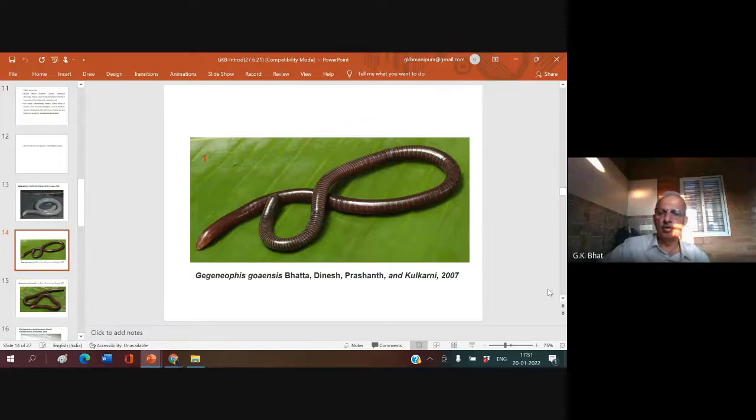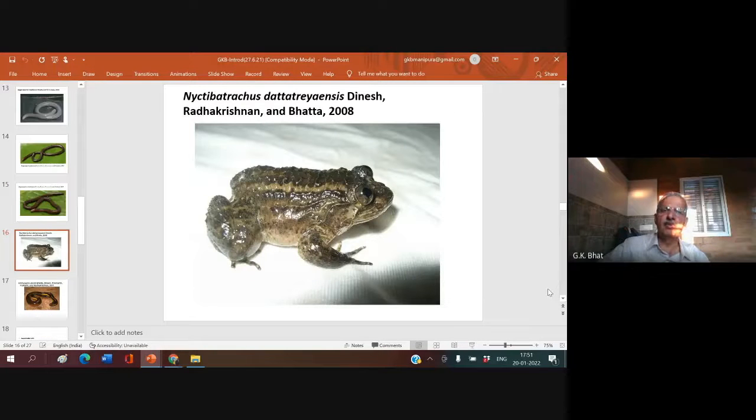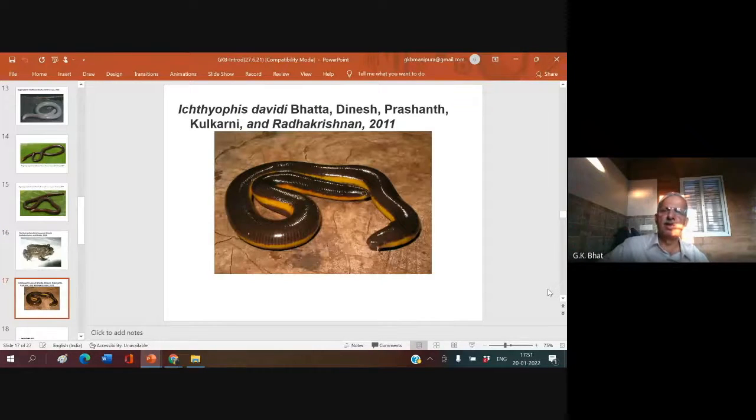Okay, so this is another one. Jagannamis goensis, this I got from the forests of Goa. We extensively moved in the forests of Goa. And this is Gigamus Mahadayensis. I got it on the bank of the river Mahadayi. And this is the Nyctibatrachus Dattatreyensis. We could get it near Dattatreya Peetha or Baba Budangiri, and this is another one which we got from the Goa region. So these are a few species which I have discovered in connection with this research work. For this discovery, I extensively moved in the Western Ghats for 3 years plus.